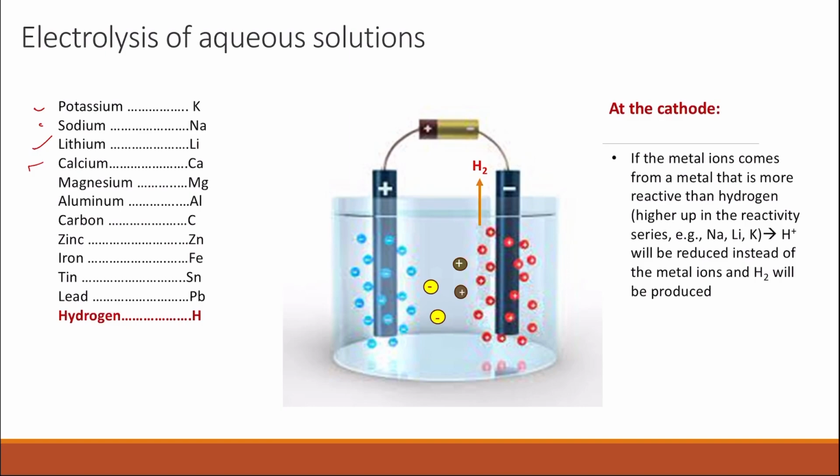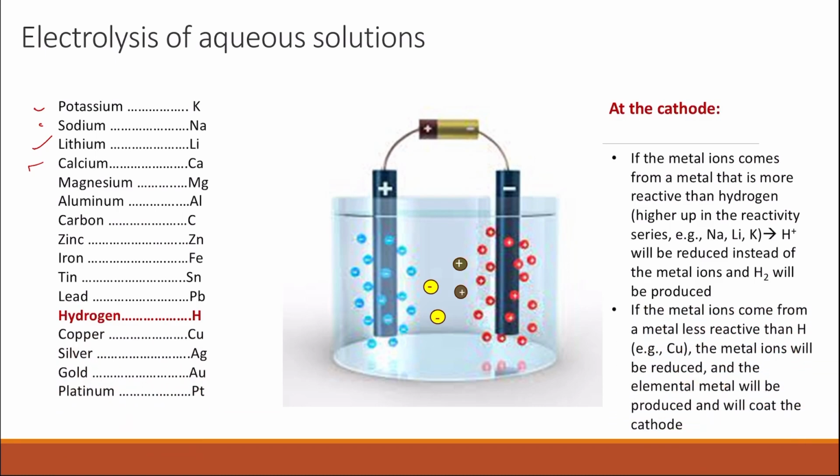And then if we have a metal that is less reactive than hydrogen, lower than hydrogen in the reactivity series, like copper, then this metal will have the preference to be reduced at the cathode. In this case, the elemental metal will be produced and it will coat the cathode.